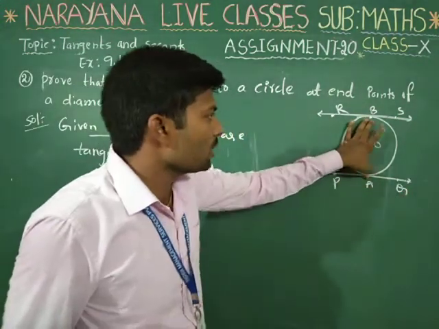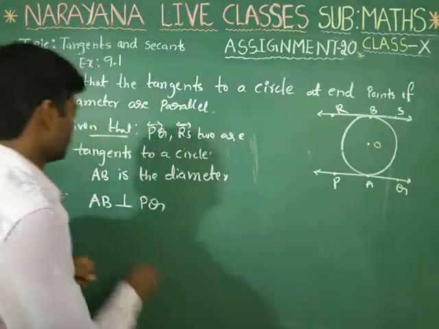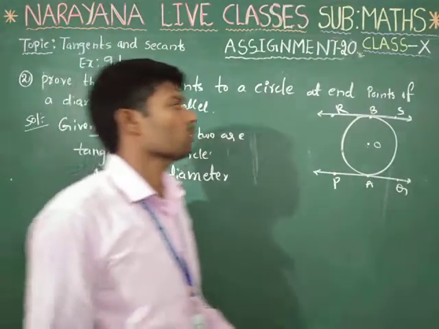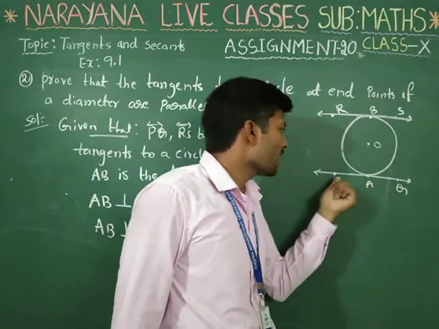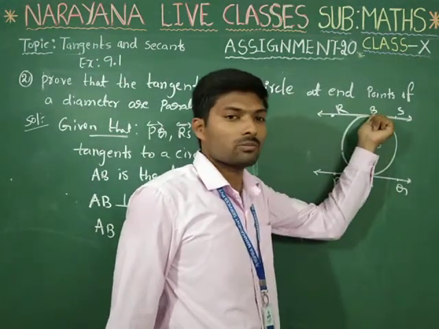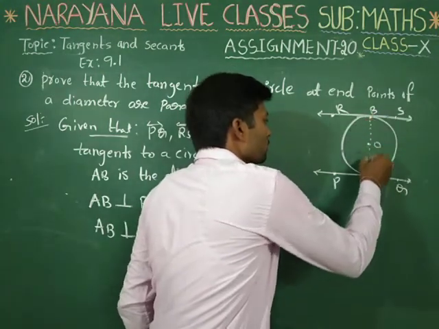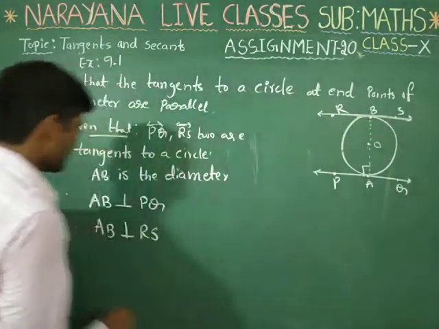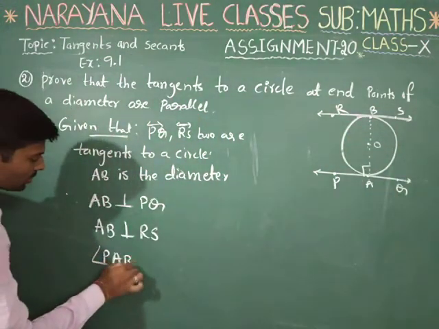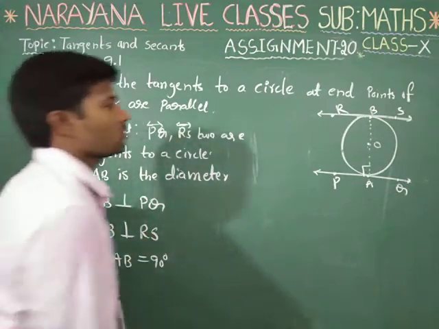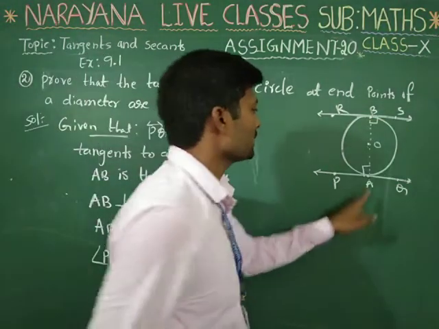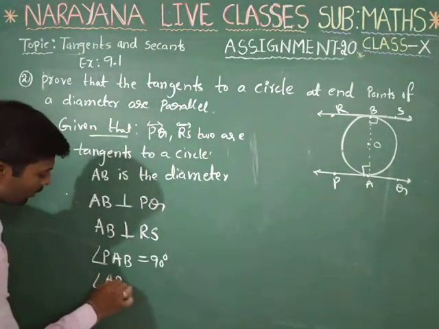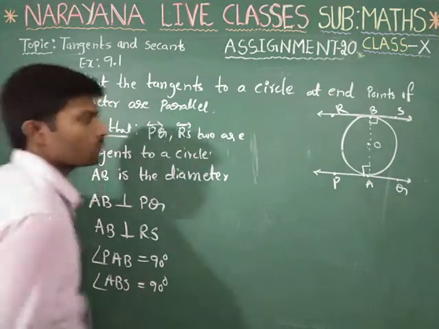And also AB is perpendicular to RS. From this, if you take angle PAB, angle PAB is exactly 90 degrees. Angle PAB is equal to 90 degrees. And what is the angle at point B? Angle ABS is also equal to 90 degrees.